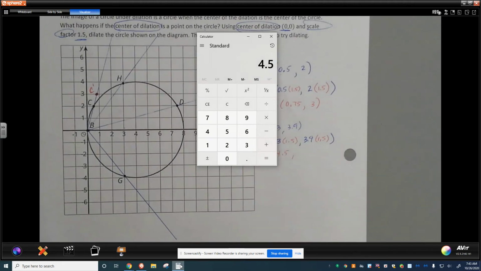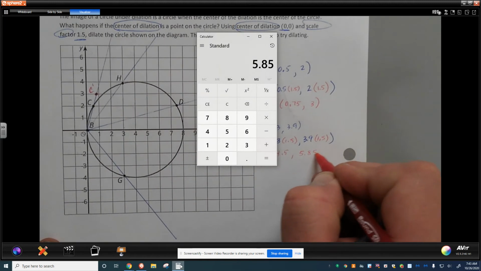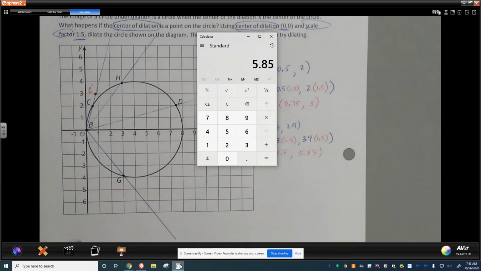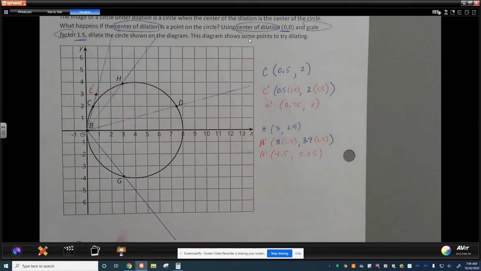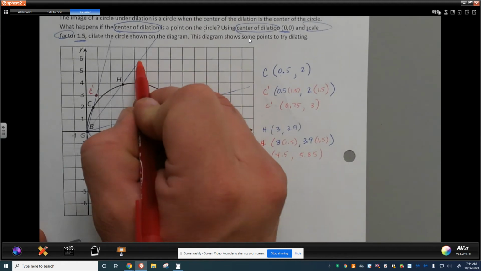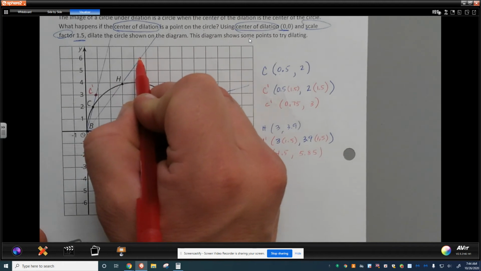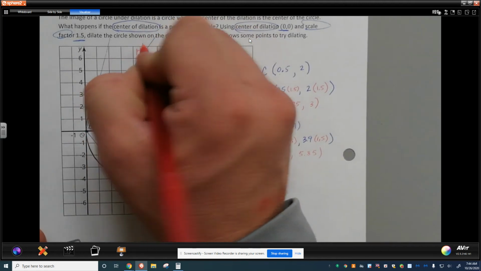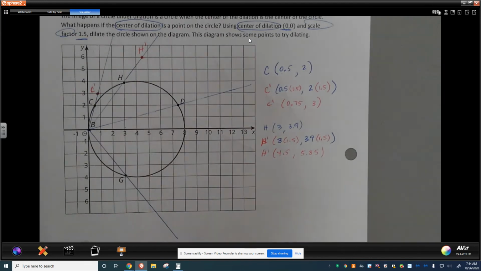3 9/10 times 1.5, 5 and 8500ths. Those are not very friendly, are they? But it's what we have to work with, and we can do this because we're mathematicians and we know how to do this. So H, we're going to go over to 4.5, and then we're going to rise up until we get to that 4.5 mark where we hit the ray, and we'll see that we're going to go approximately right here, H prime.